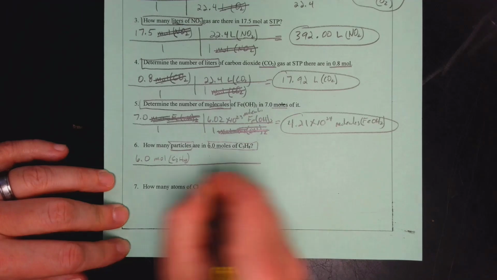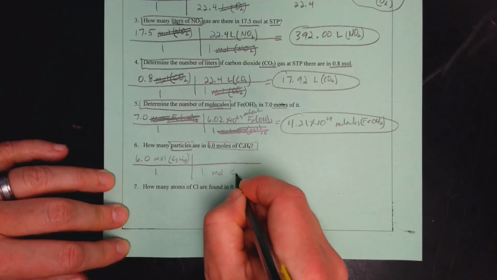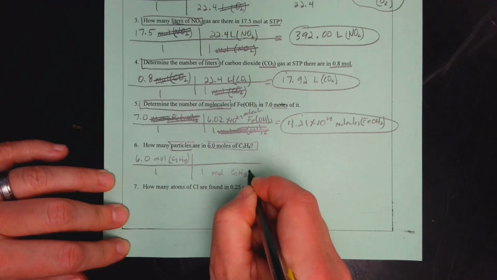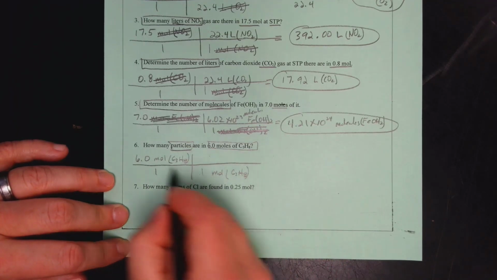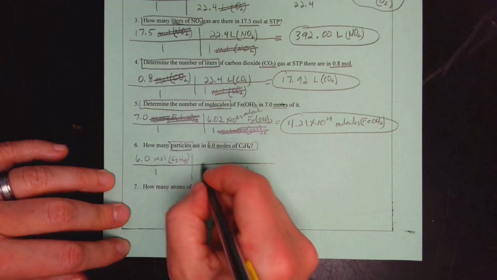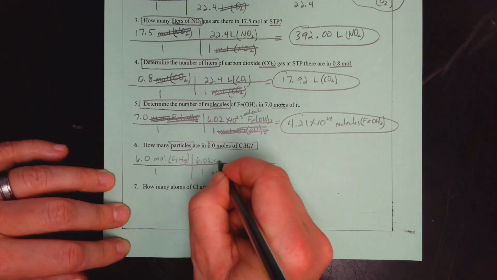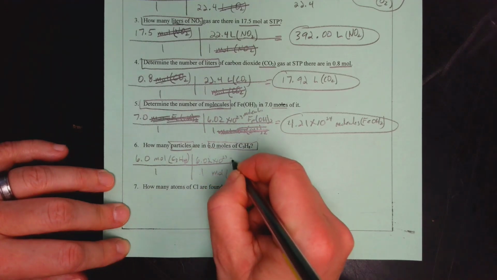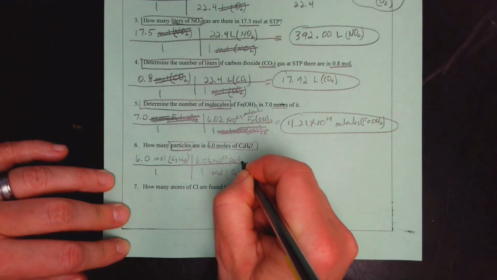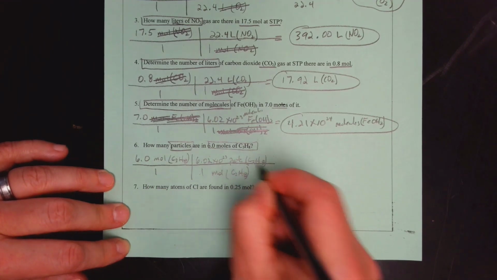I'm going to set that over 1. I'm going to have 1 mole down here of C3H8, so I'll be able to cross these units out. And up at the top here, I have to have my number of particles, so that's going to be 6.02 times 10 to the 23rd particles. And I'm going to abbreviate that PART of C3H8.